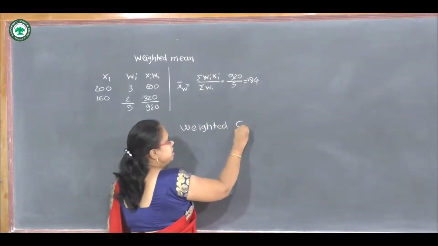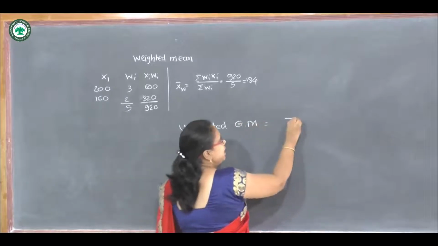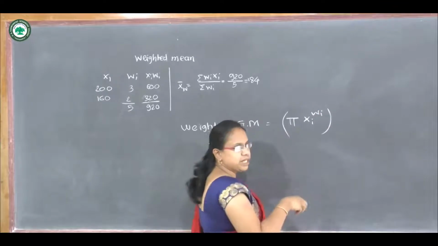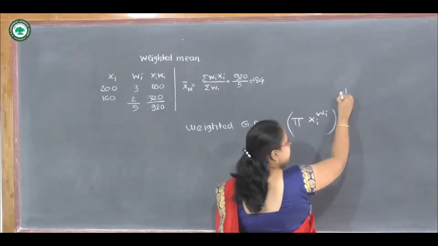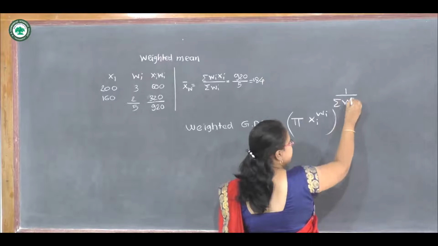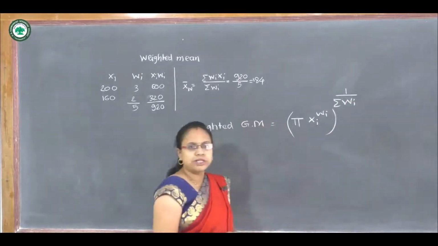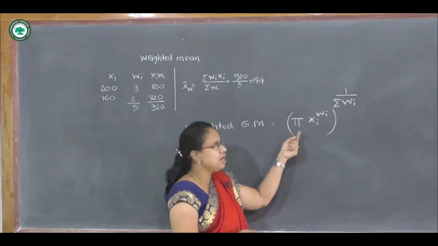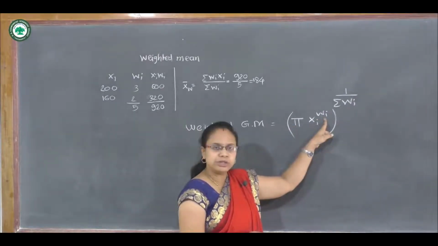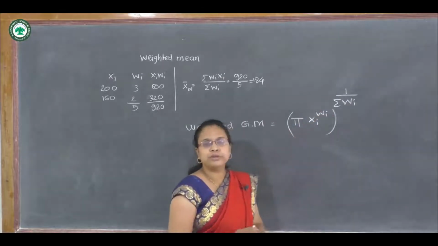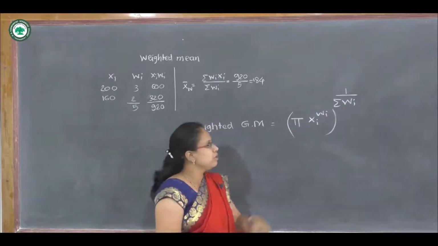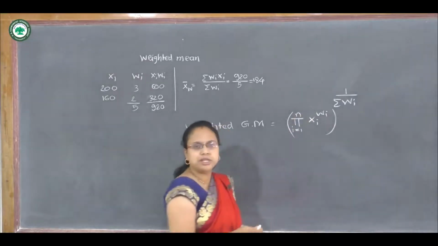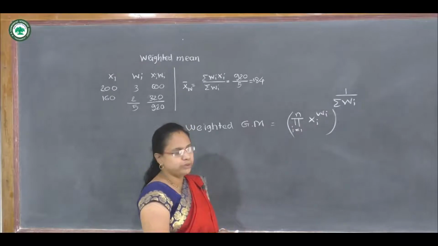So weighted GM, this can be calculated as product of xi raised to wi, bracket raised to, here we have to write 1 upon summation of wi. So in the previous lecture I explained this formula, but this is the correct formula, which is product of xi raised to wi and bracket raised to, we have to take the nth root. So 1 upon summation of wi. Here the product will be for n observations, so i equal to 1 to n.